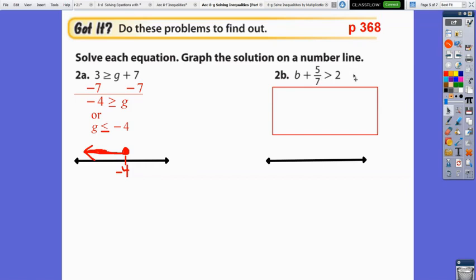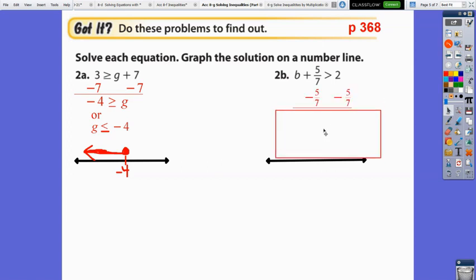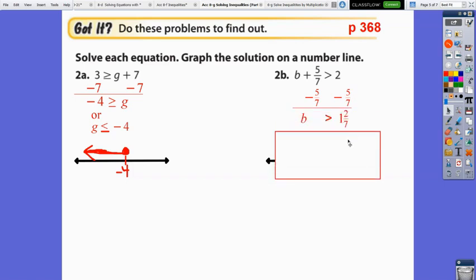Okay, B plus 5/7 is greater than 2. Ooh, fraction. But still just getting B by itself. So subtract 5/7 from both sides. 2 minus 5/7 you ought to be able to do in your head. You don't have to change this to 14/7 and then do 14 minus 5 and get 9/7, right? You should be able to recognize that if you take away 5/7 from 2, you're left with 1, and the 7ths that are left over, that's 1 2/7. Okay, so B is greater than 1 2/7.